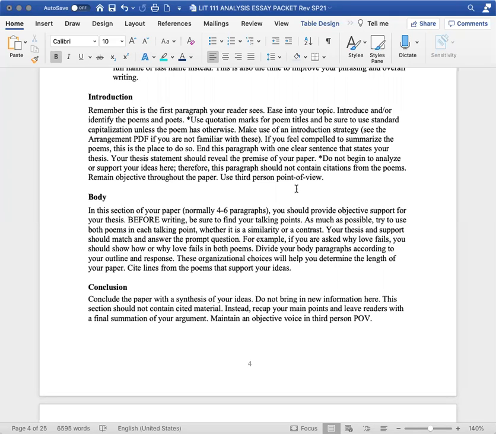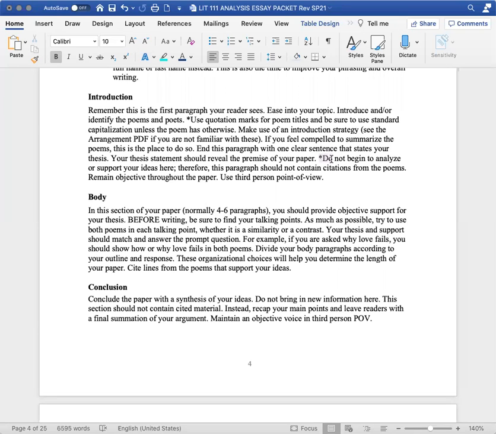This is a good place. So I have here, if you feel compelled to summarize, but actually it's a good introduction technique to give a brief, like 1 to 2 sentence summary of the poem. It would happen here in the introduction. So get that out of the way and let us know what the poem is about and who the speaker is, or anything that we need to know before we really dive into your support and your thesis statement.